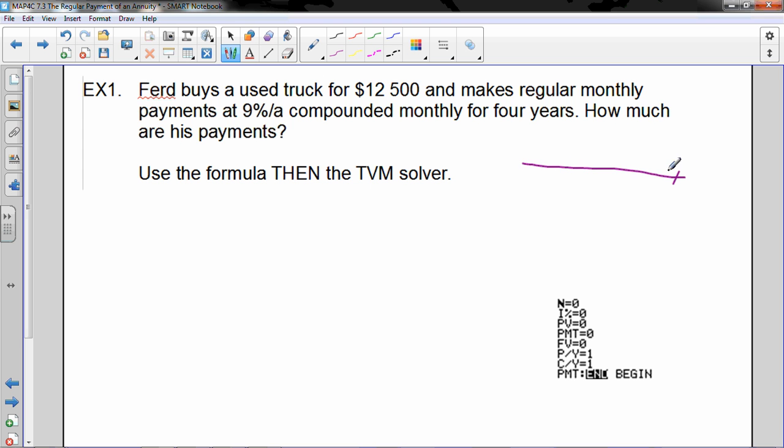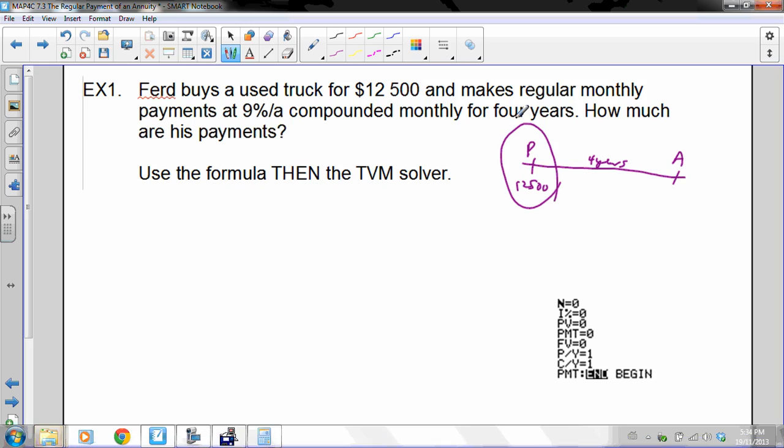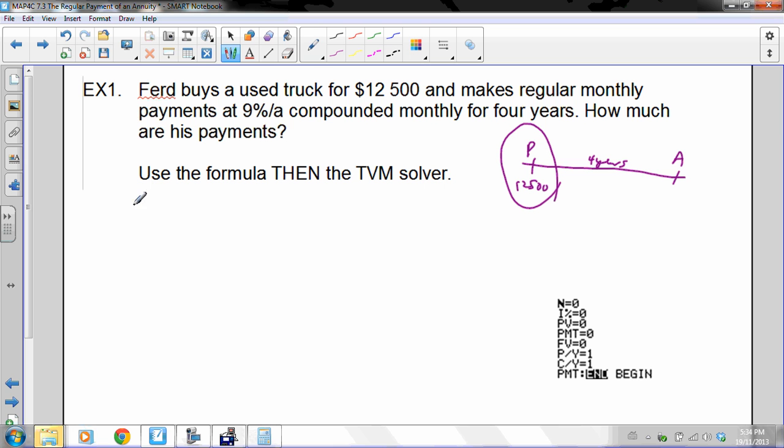The 12,500. This is the 4 years in here. This is the present value. This is the amount at the end. That 12,500, is it the amount now or is it the amount at the end? Well, if Ferd had the 12,500 bucks, he could walk off with that truck, right? That's the amount now. So we're going to use the present value formula. Right? Well, where's the present value formula? R equals P i over 1 minus (1 plus i) to the exponent minus n.